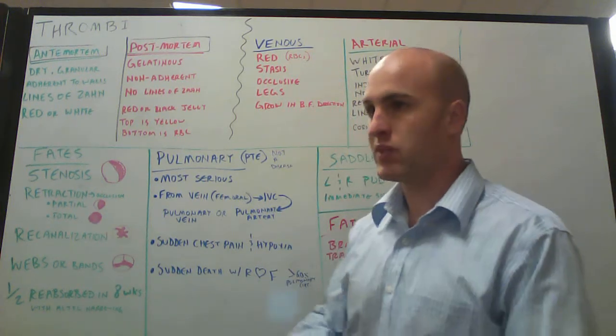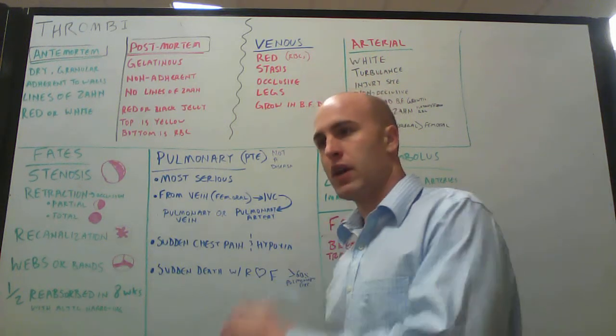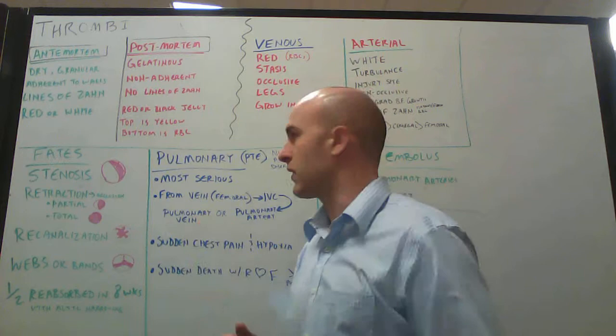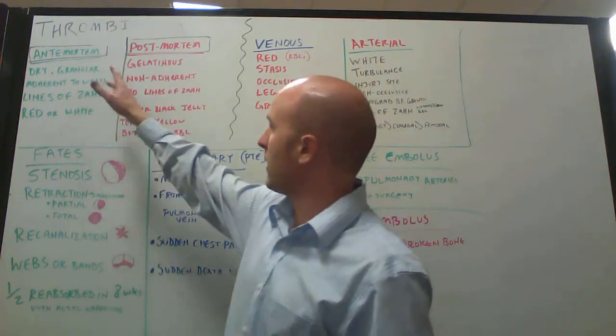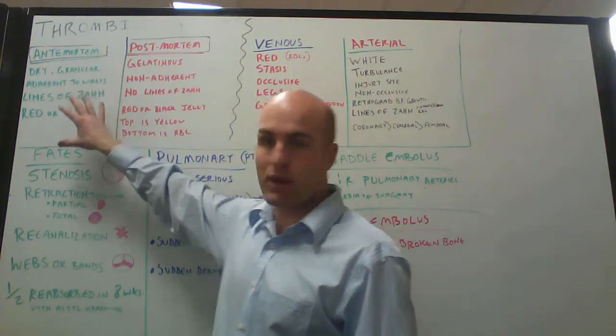Lines of Zahn are basically a layer of platelets and fibrin, then a layer of red blood cells, and then a layer of platelets and fibrin. So it looks like a white and red layering on the inside of the blood vessel. These would be things that indicate this is an ante-mortem thrombi.